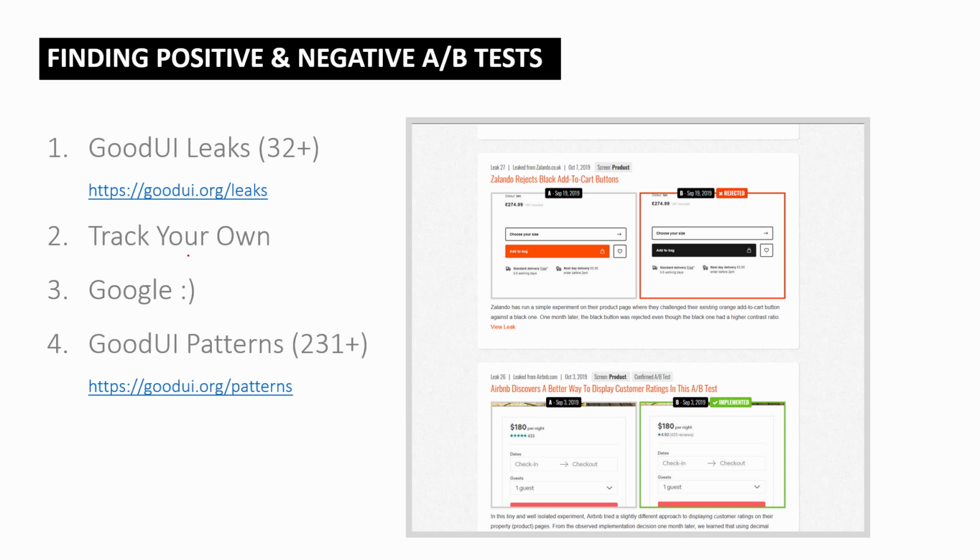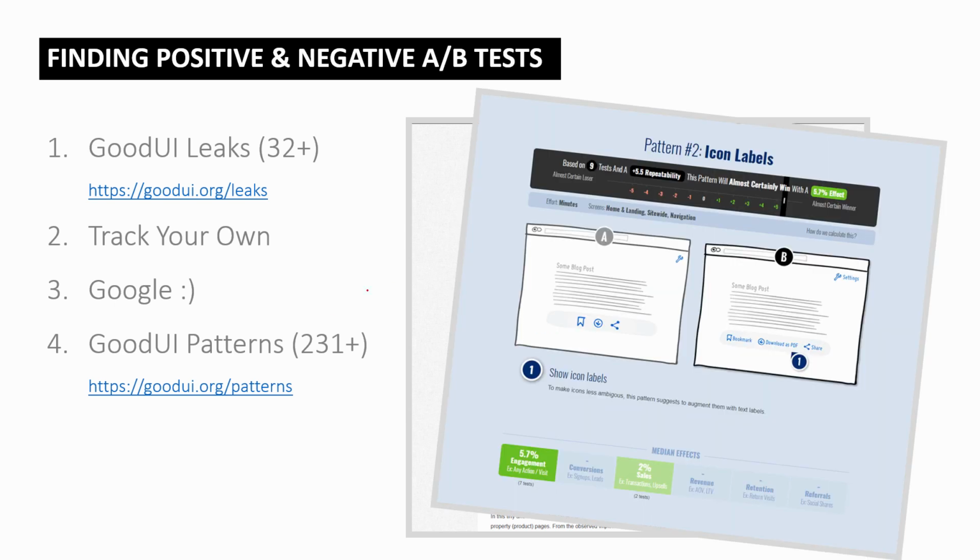Obviously, the internet's great for finding A/B tests. And what I showed you here is Good UI patterns. We have over 231 experiments, with at least 5 new ones being added each month. And of course, that has the benefit of providing a more holistic picture, where patterns can compare similar experiments together and add them up to get a more accurate picture. Because again, we publish positive, negative, flat, significant, and insignificant experiments to get a more and more accurate picture for each particular change.